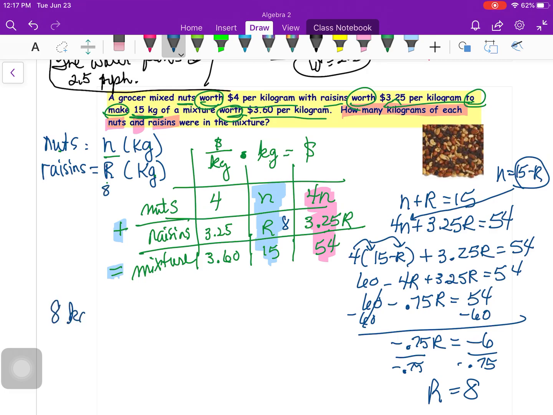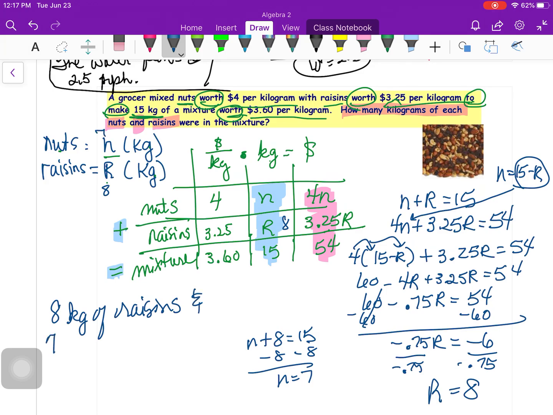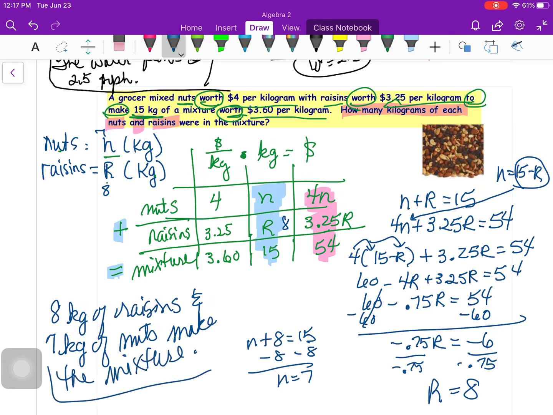R is 8. 8 kilograms of raisins. So then N plus 8 equals 15. Subtract 8. N equals 7. And 7 kilograms of nuts make the mixture. That sounds reasonable.